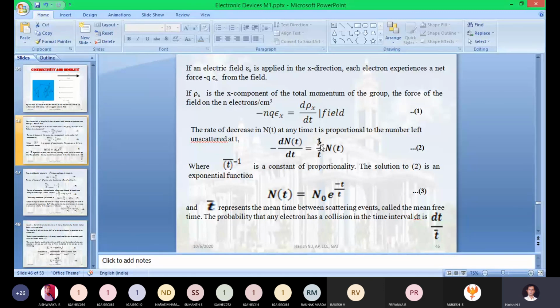Anyway, time is already 12. Today we will stop here, and tomorrow we will continue the same derivation. I have already shared the notes and PPT. Once you go through the notes, tomorrow we will discuss the same topic.